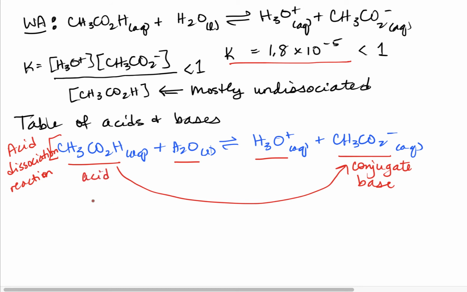Even things like hydrochloric acid have a conjugate base. It would be the chloride ion, but it's so not basic. I mean, it really does not want to accept an H+ in solution, and so we mostly don't even think about chloride ion as a base. But any kind of acid dissociation reaction has an acid, it has water, it has hydronium ion, and then it has a conjugate base.